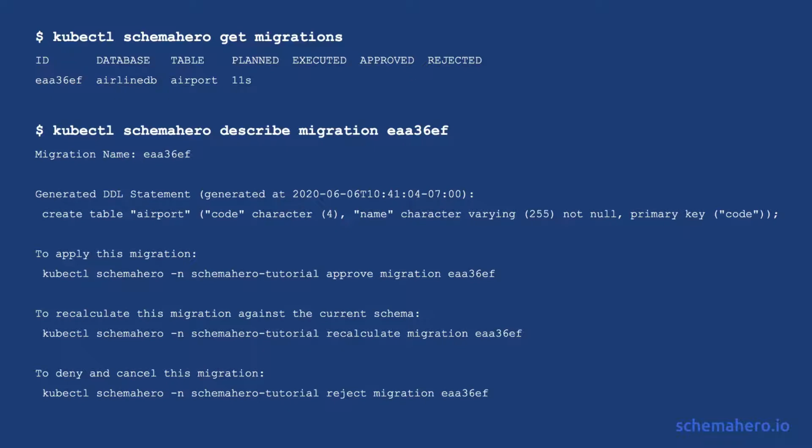Approving the migration will actually just run that DDL statement that's presented on the screen that SchemaHero calculated. Rejecting the migration will mark it as rejected, not run it, and prevent it from being executed. And recalculating the migration tells SchemaHero to go take the desired state and compare it to the actual database schema that's running and regenerate the correct create table statement. That may be useful if the underlying database schema has changed, somebody manually altered it, or another tool has edited the schema. So SchemaHero will then regenerate the DDL statements that are necessary.